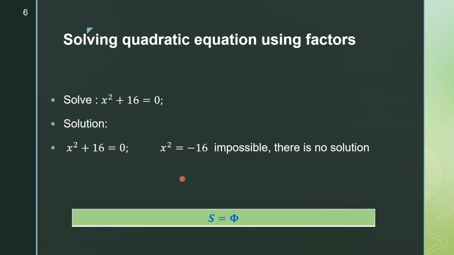So x squared equals minus 16 has no solution. So always, if x is squared and is equivalent to a negative number, it has no solution. So we will say there is no solution for this equation. It means you cannot find any real value of x that will make the left side of this equation equal to 0.